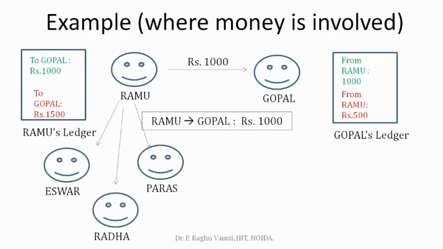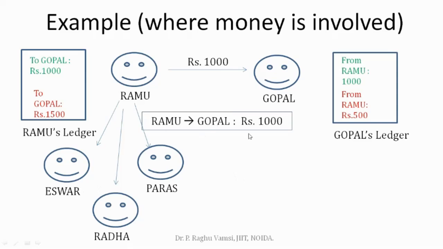So this transaction will be sent to Ishwar, Paras and Radha for verification that Ramu has sent Gopal rupees 1000. Now, just now we discussed that Ishwar, Paras and Radha are the witnesses. They have to approve this transaction so that this particular transaction will be committed. So they are the witnesses for this particular transaction.